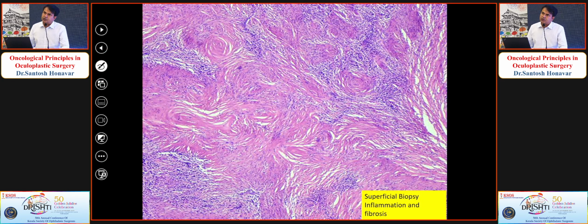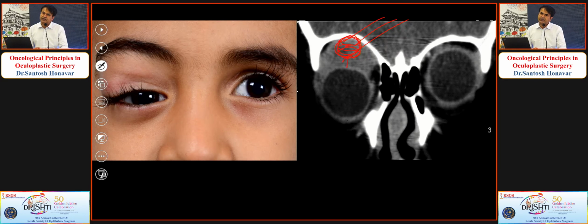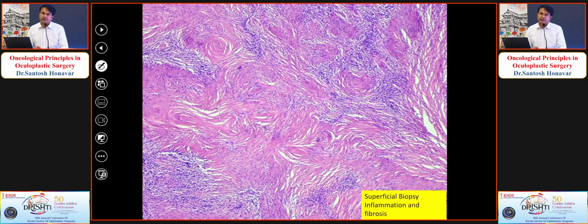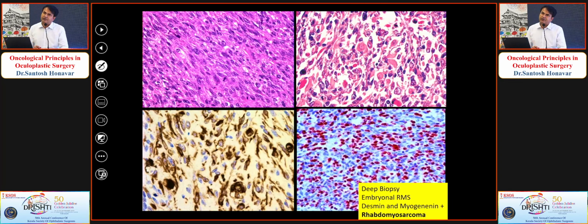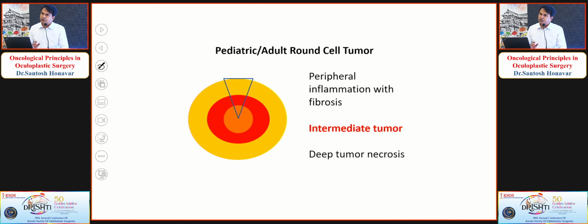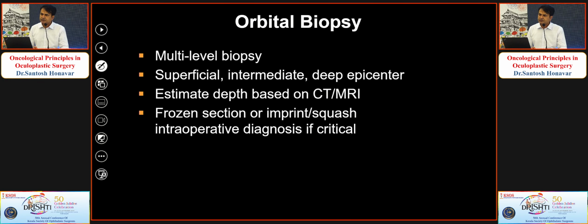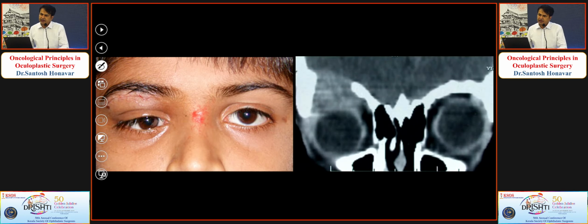Now let me show what the superficial biopsy showed. This clearly shows that there is inflammation and sclerosis. So if I were to stick to a superficial biopsy in this child, the diagnosis would be non-specific inflammation. Based on that, somebody would have treated this patient on oral steroids, which would have anyway delayed the appropriate diagnosis. Only the deep biopsy revealed embryonal rhabdomyosarcoma in this patient, and of course the child responded. So you have to go past the epicenter of the tumor. That is when you do an incisional biopsy. Then multi-level biopsy is important. Right. Then the intraoperative diagnosis.